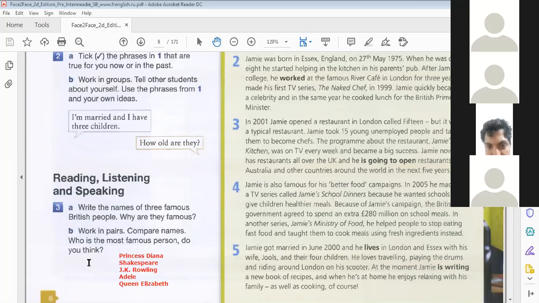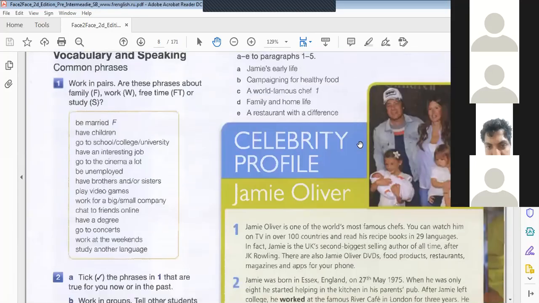Maybe. All right, so now we're going to talk about another famous person. And if you like food like I do, I think you will recognize this person very quickly. So let me show you his picture. Do you know this person? Yes. Jamie Oliver. It's Jamie Oliver.